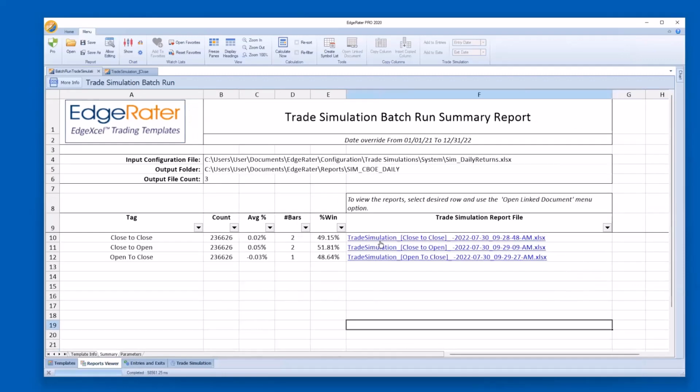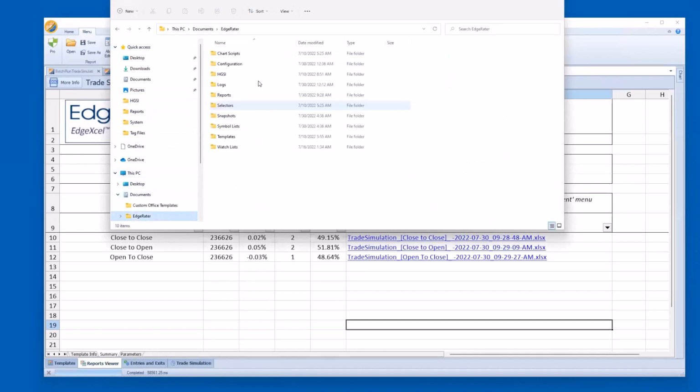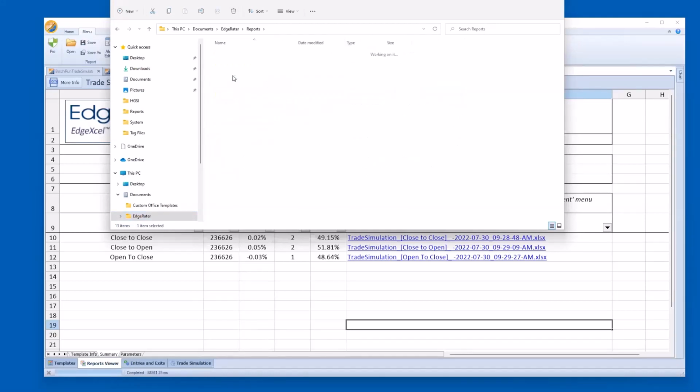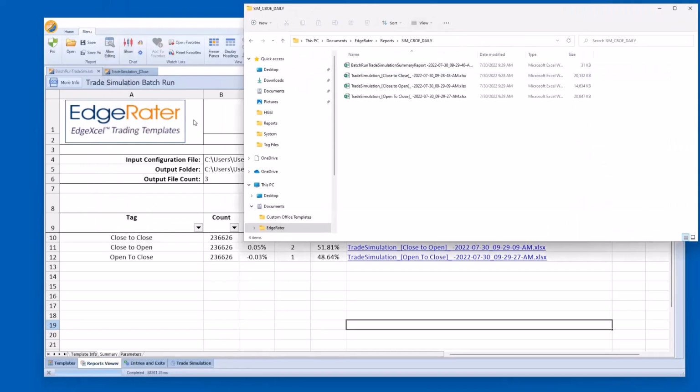Now, if we open up the file system and we look under Documents, EdgeRater, and look under Reports, the folder that I chose to put these into is the Sim CBOE daily folder. So these are just Excel files that have been produced, and that's where they are. So you've got the summary, which is what I'm looking at here, and then you've got each of the individual trade simulations.